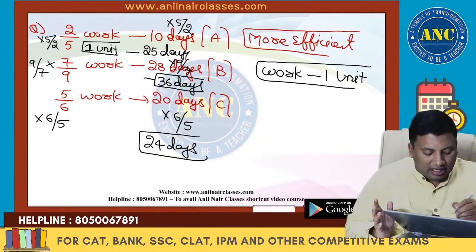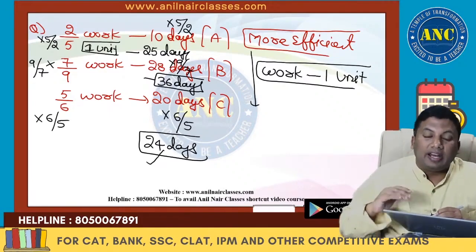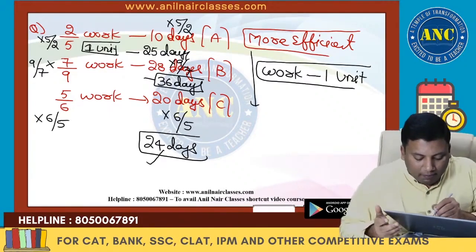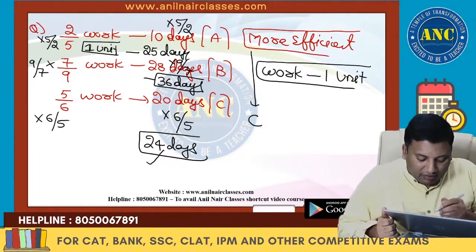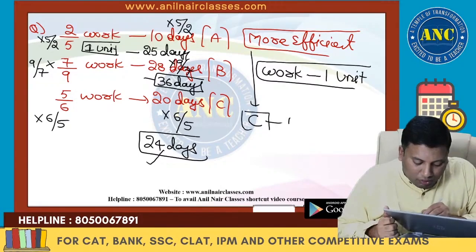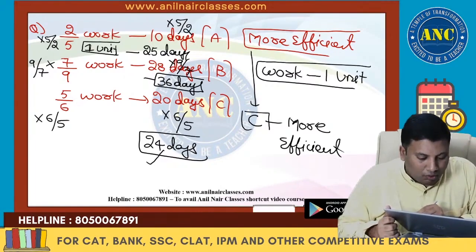Who is taking less time? C is taking less time. In less number of days, he is completing the work. So who is said to be more efficient? C is said to be more efficient. Less number of days, more efficient.